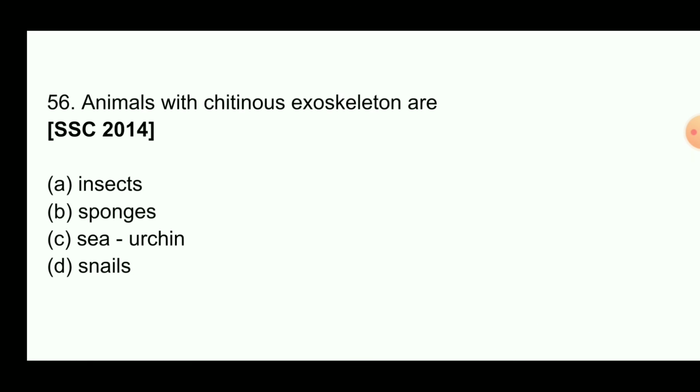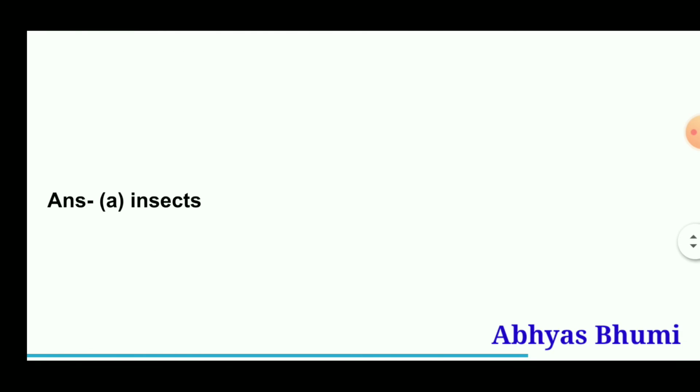Next question on your screen. Animals with chitinous exoskeleton are: option A, insects. Option B, sponges. Option C, sea urchin. Option D, snails. Which option is right, guys? Tell me the answer. If you are going with option A, you are absolutely correct. Insects is the right answer.